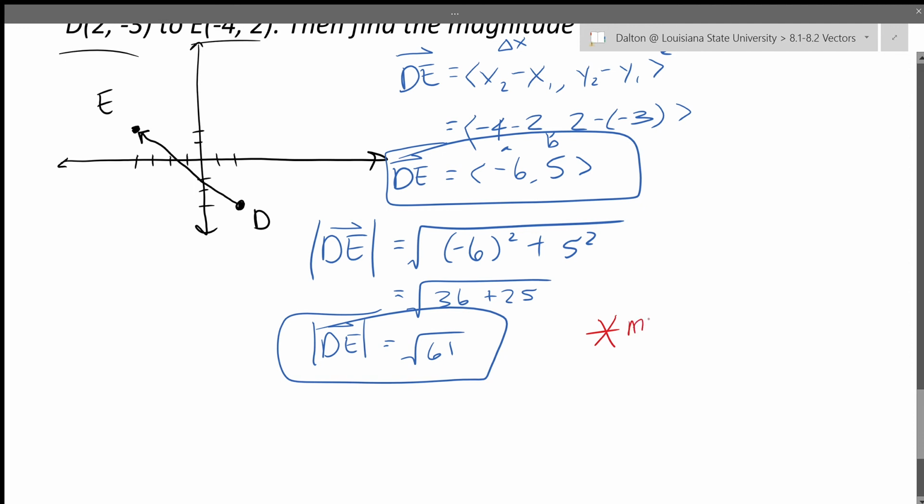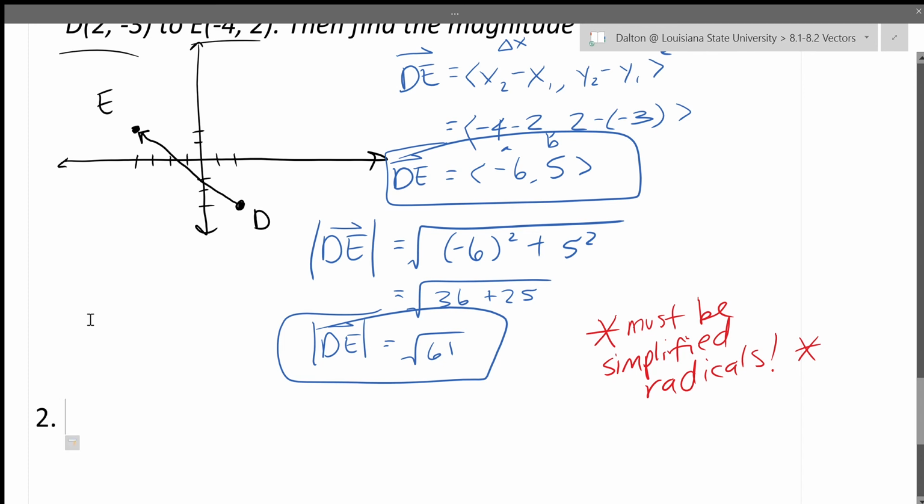must be simplified radicals. Must be simplified radicals. So no decimals. Your magnitude will always be in the form of a radical. If a square number can be pulled out of it, you need to do that as well. Okay, in this case, 61 does not.